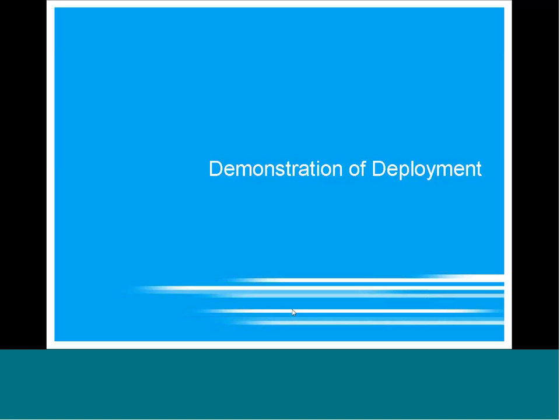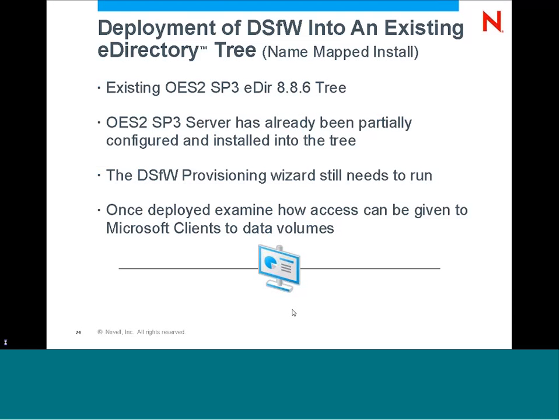So we'll do a demonstration of a deployment. First part, I'll just do screenshots to take you through the install part, because it does take a little longer than I was planning on to do the last part. It could take 10-15 minutes, and we don't want to have you sit and wait. So in this, we have an existing OES2 SP3 tree. This is a name mapped install, so an existing tree.